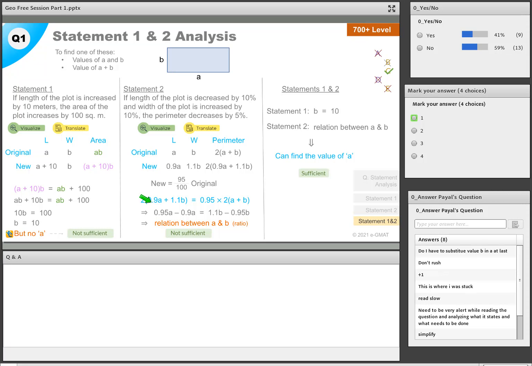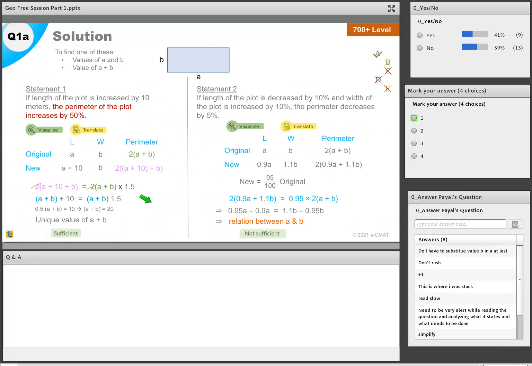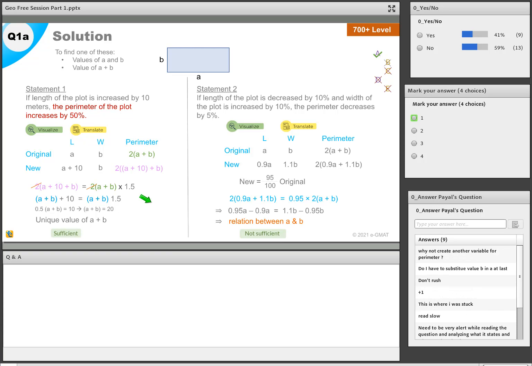Good. You do not need to solve all the way through to get a yes, absolutely. Very good. Okay, so now let's look at what happens in the other version of this question. Now observe what happens in statement 1, and I want you to be very careful about this.